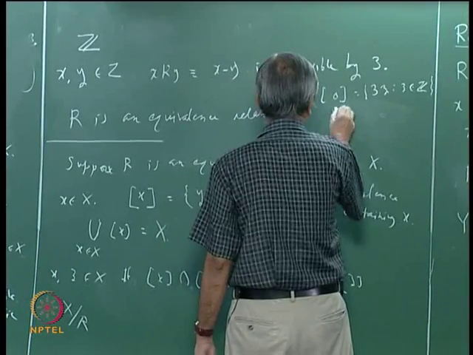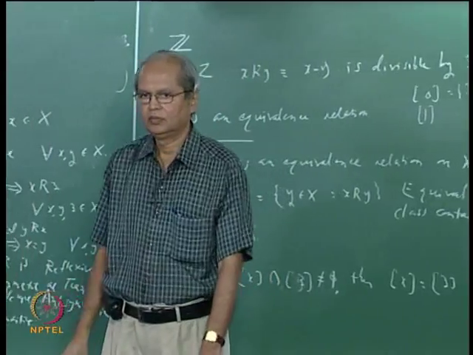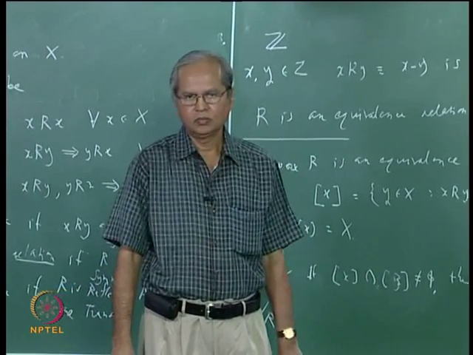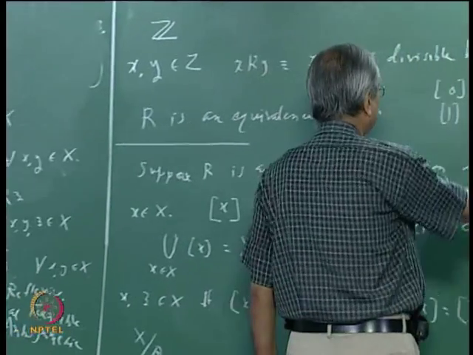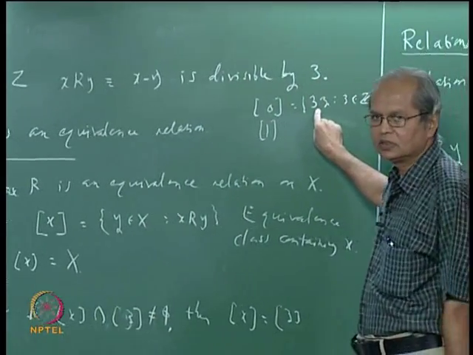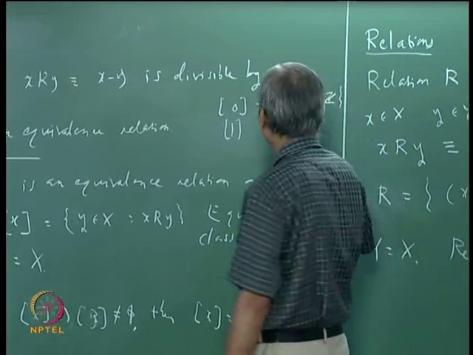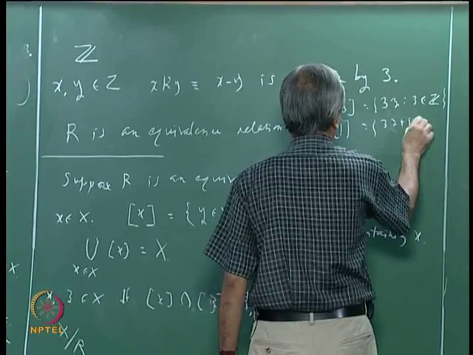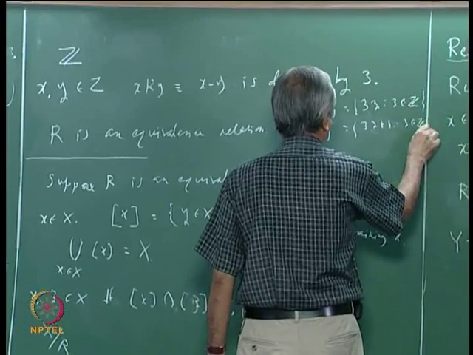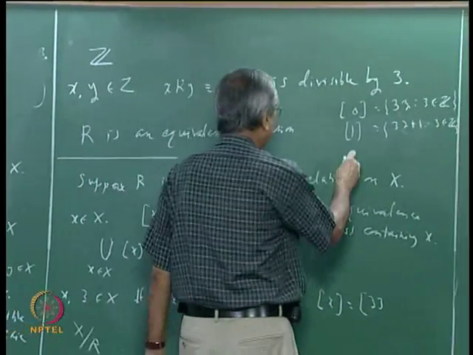Suppose I take the equivalence class containing 1. It has 1, 4, 7, minus 2, etc. So can you describe it like this? It is 3z plus 1, all elements of the form 3z plus 1 where z is an integer. And what about the equivalence class containing 2?